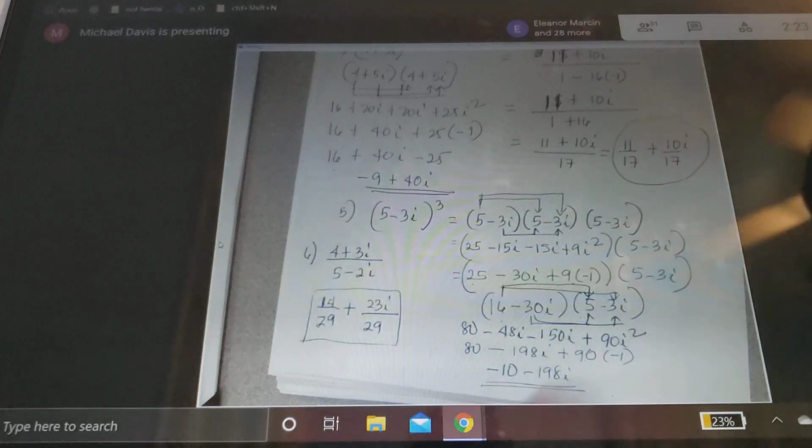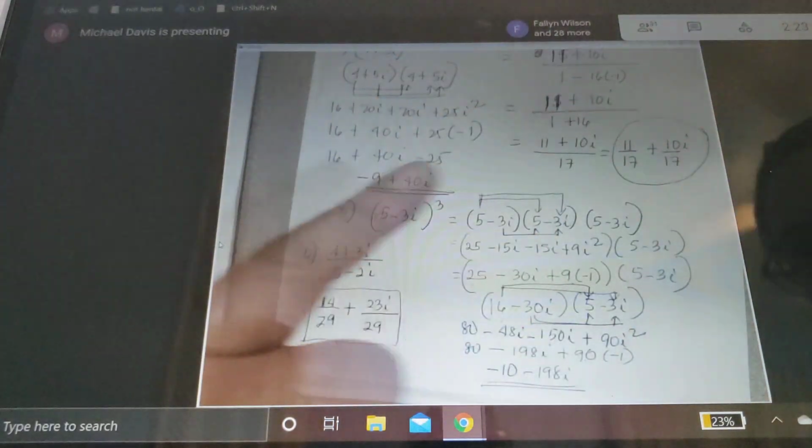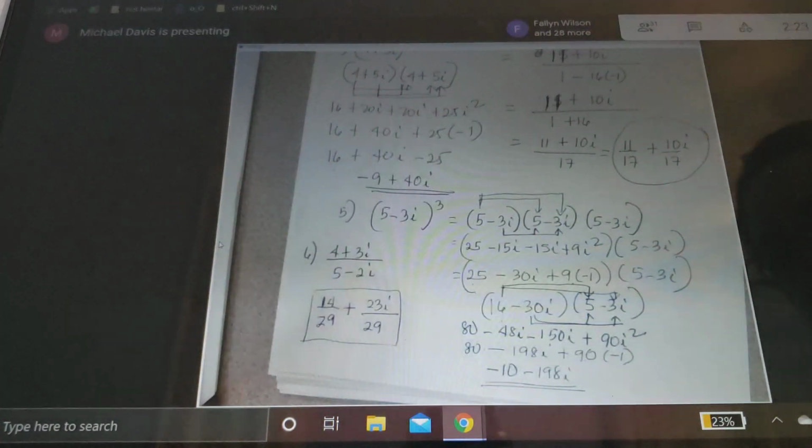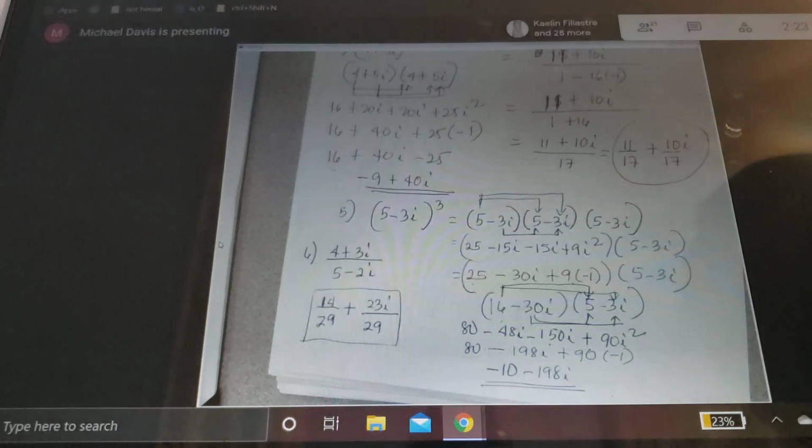Who got this answer? Who got this? Okay. Who else? Okay. How about the others? You did not get this answer? Huh? 14 over 29 plus 23i over 29.